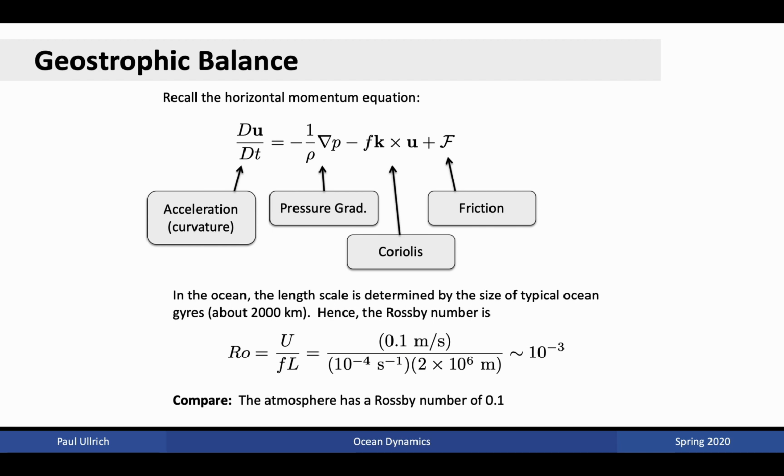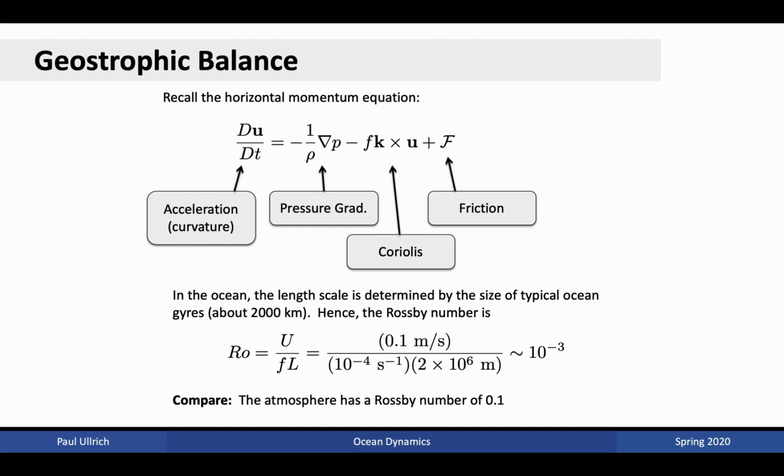All right, let's go back to the horizontal momentum equation. The horizontal momentum equation in the ocean is of course analogous to its atmospheric counterpart. Acceleration is shown on the left-hand side here. This also captures curvature associated with the flow. The pressure gradient is the same, the Coriolis is the same, and the ocean also experiences frictional forces. The length scale in the ocean is determined by the size of typical ocean gyres, which are about 2,000 kilometers. However, the flow velocity of the ocean is also much smaller than it is in the atmosphere, with a typical flow velocity of about 10 centimeters per second or about 0.1 meters per second.